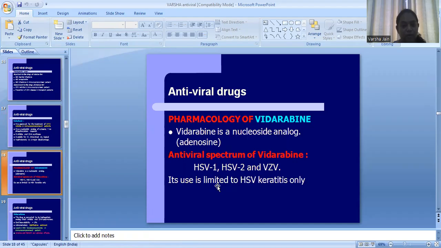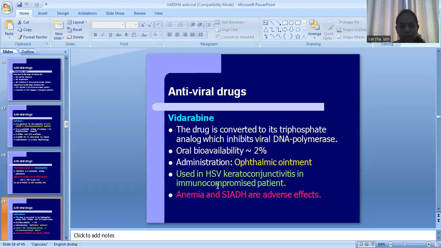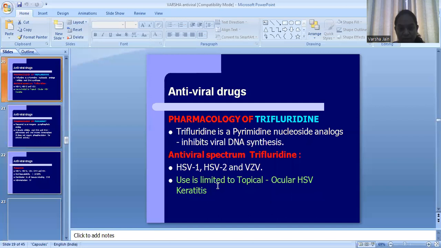Pharmacology of vidarabine: vidarabine is a nucleoside analog of adenosine. Antiviral spectrum of vidarabine is HSV1, HSV2, and VZV. It is used in a limited way, for HSV keratitis only. These drugs are converted to a triphosphate analog, which inhibits the viral DNA polymerase. Oral bioavailability is 2%. Administration is as an ophthalmic ointment, used in HSV keratoconjunctivitis in immunocompromised patients. Anemia and other adverse effects.